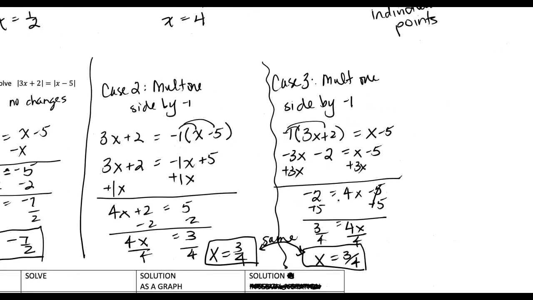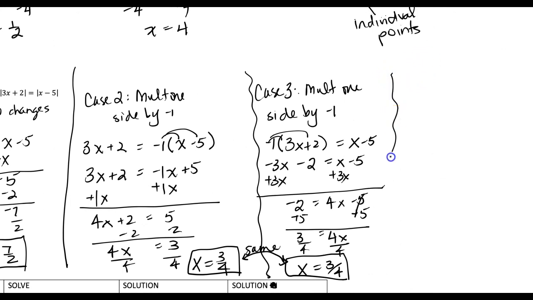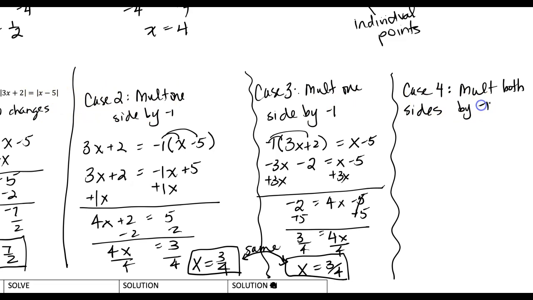Let's take a look at one more case, case 4. And case 4 is multiply both sides by -1, or both absolute value quantities by -1. So multiply both sides, and remember we've isolated the absolute values, by -1. And you're going to find that this will actually be the same as case 1. So let me multiply the left-hand side by -1 and the right-hand side by -1. And then start to solve.